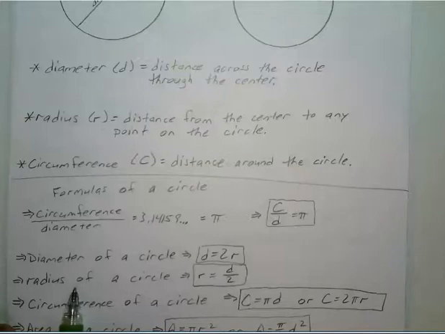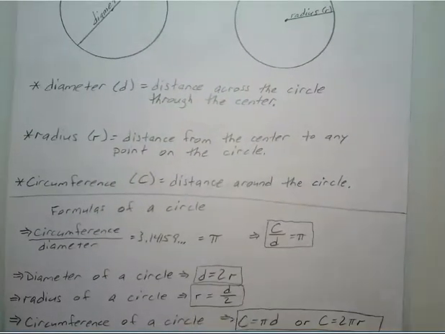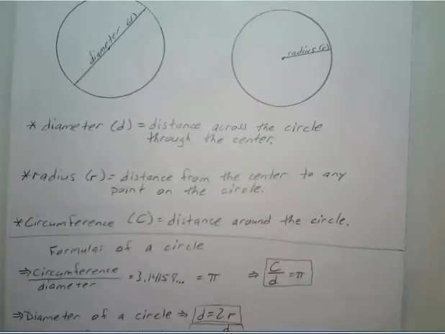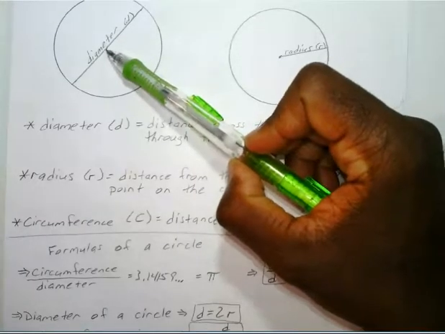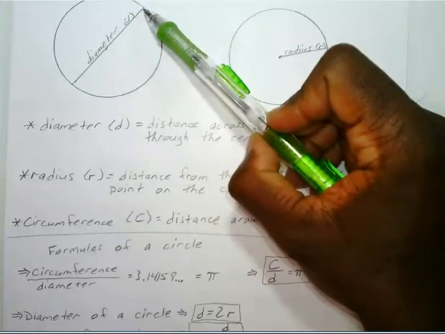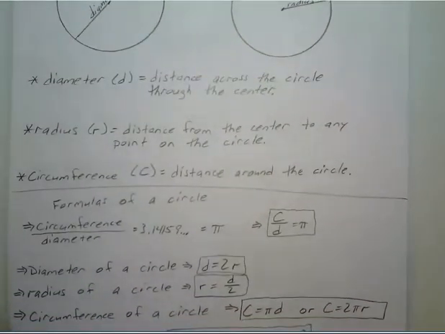Okay, same thing with your radius. Your radius is equal to the diameter divided by 2. So if you get your diameter and you cut it in half, you now go from the center to the circle, which is just your radius. Okay, so those two relationships are very important. You want to make sure you remember that. The diameter is just 2 times the radius, and the radius is the diameter divided by 2.